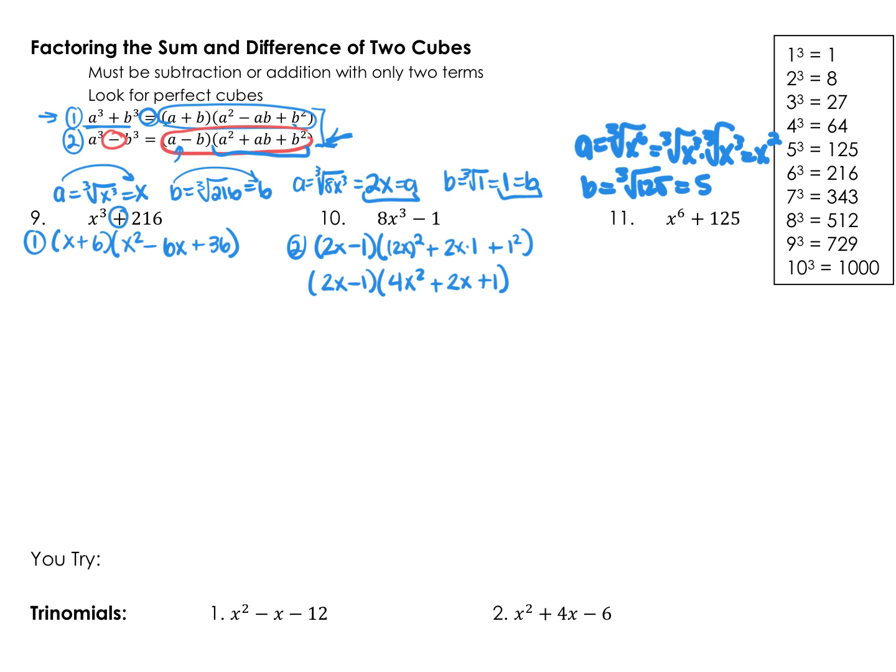So we're going to use the sum formula because of the plus sign here. So it's A plus B, so x squared plus 5, times A squared, x squared squared will be x to the 4th, minus A times B, so x squared times 5, but usually we'll write that as 5 times x squared. And then plus B squared, so plus 5 squared is plus 25. And then we're done.